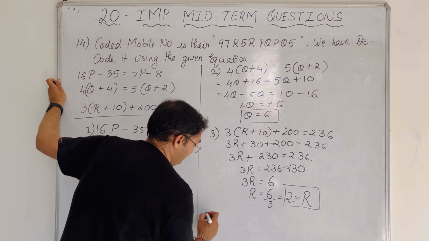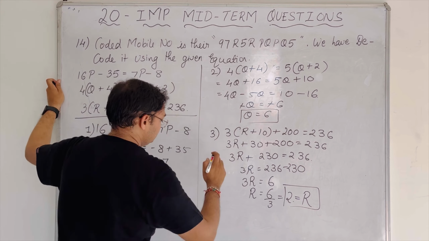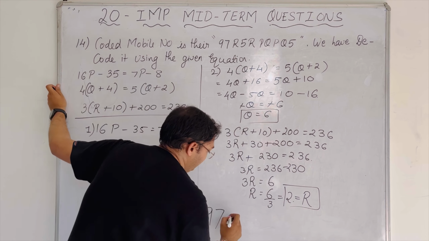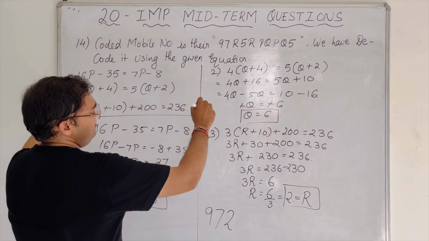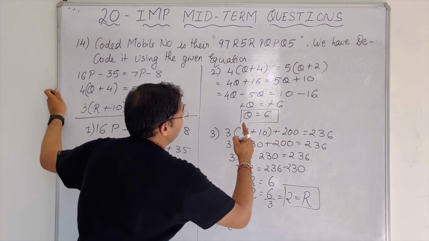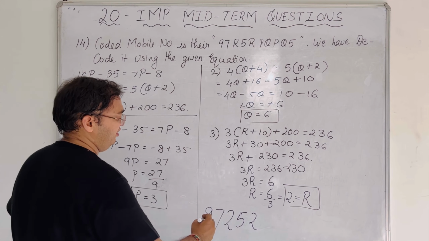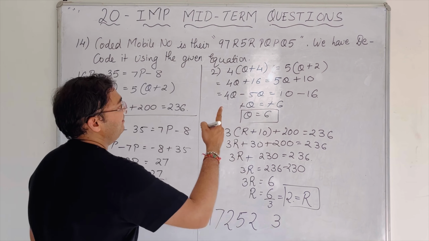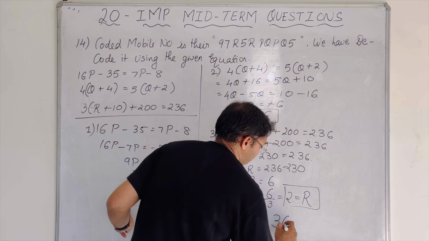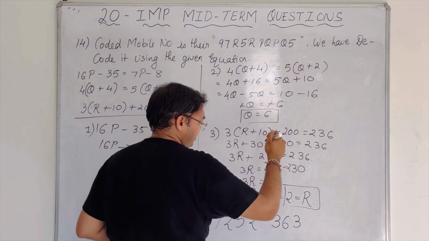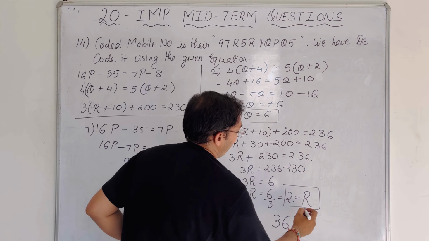Let's decode it. 9 as it is, 7 as it is. At the place of r, we are going to write the value of r, that is 2. Same, 5 as it is. Now at the place of r, we are going to write 2. Then at the place of p, we are going to write 3. At the place of q, we are going to write 6. Again p, that means 3. Again q, that means 6. And the 5 at the last.